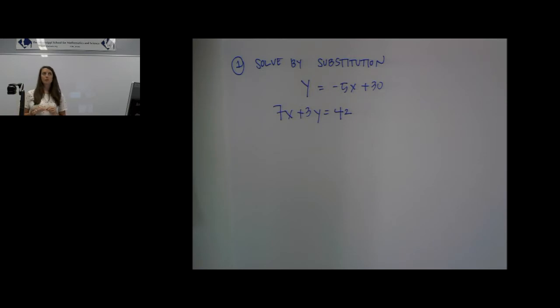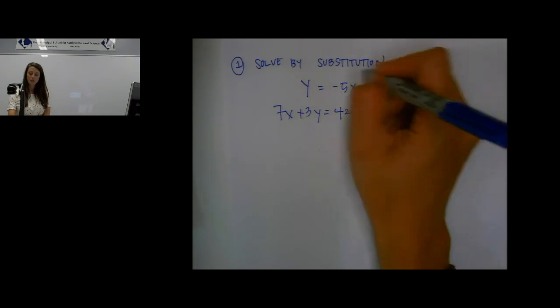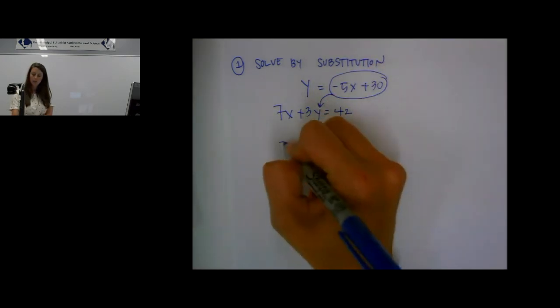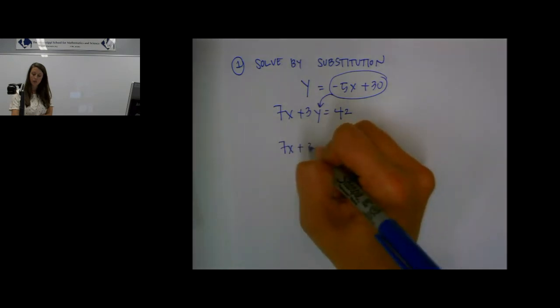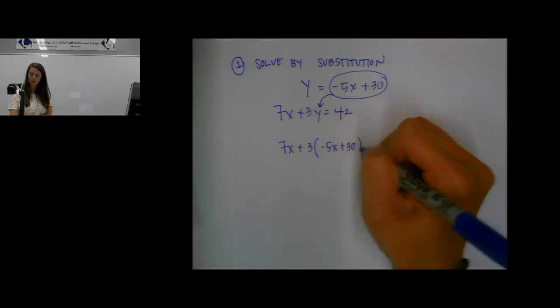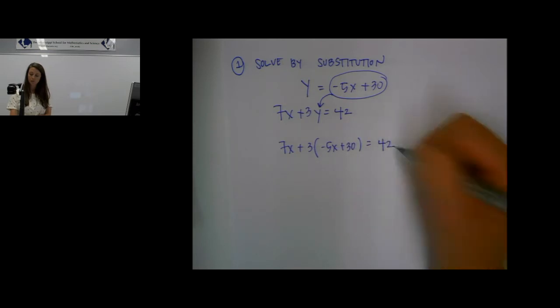Take about 10 minutes and do this one. Y equals negative 5x plus 30, and then 7x plus 30y equals 42. Okay, so solving by substitution, one of the equations has to be solved for a variable, which it is. So we're going to take this equation and plug it into the second one. So we're going to have 7x plus 3 times negative 5x plus 30 is equal to 42.